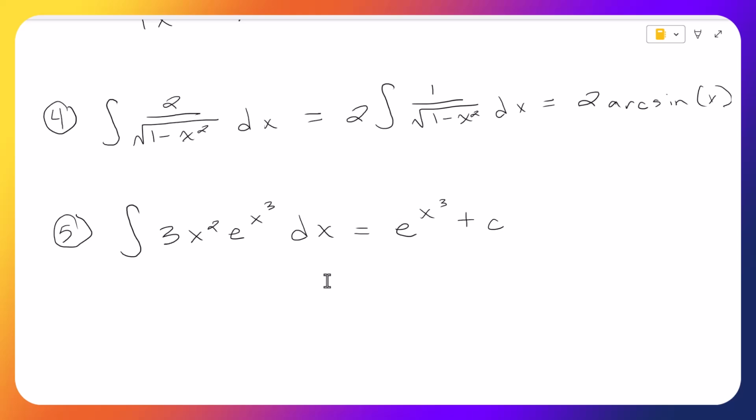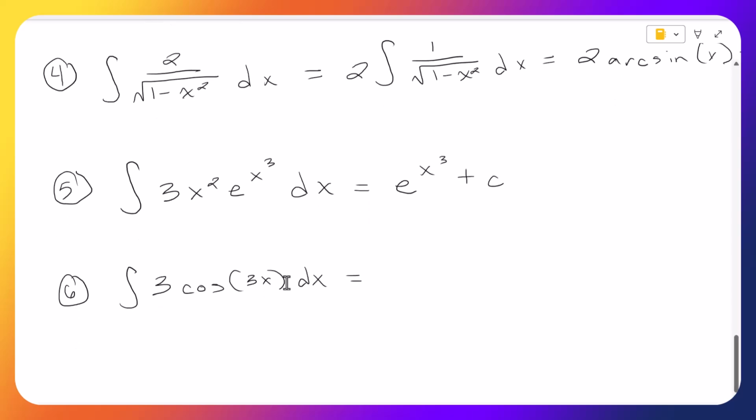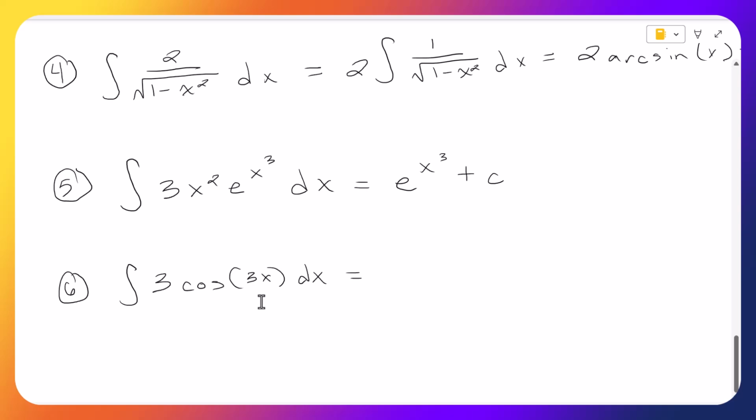All right. Next one, let's look at some trig. Again, this is something that I'm going to give us a tool for, but right now I think we're still okay. 3 cosine of 3x dx. Okay, so now we don't just have an x, we have a 3x here. Well, let's start with this cosine. What is the antiderivative of cosine? The antiderivative of cosine is just sine. So we're going to have a sine of 3x.